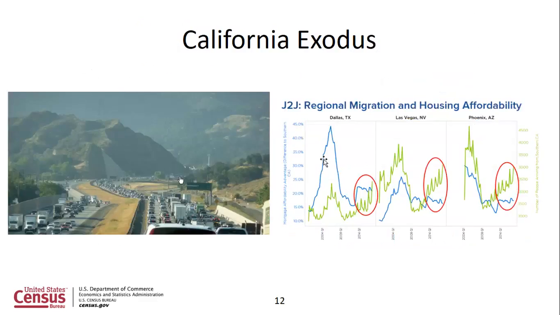So once upon a time, it was about earthquakes, fires, and floods, but now people are leaving California because it's just too expensive. Using the J2J raw data set, Zillow looked at adjacent metropolitan areas that Californians were leaving to go to, including Dallas, Vegas, and Phoenix. In this graph, the green line are the people moving out of California into these metropolitan areas, and the blue lines are the affordability axis over a decade. That's how much cheaper in percent of income it is in each of these markets.